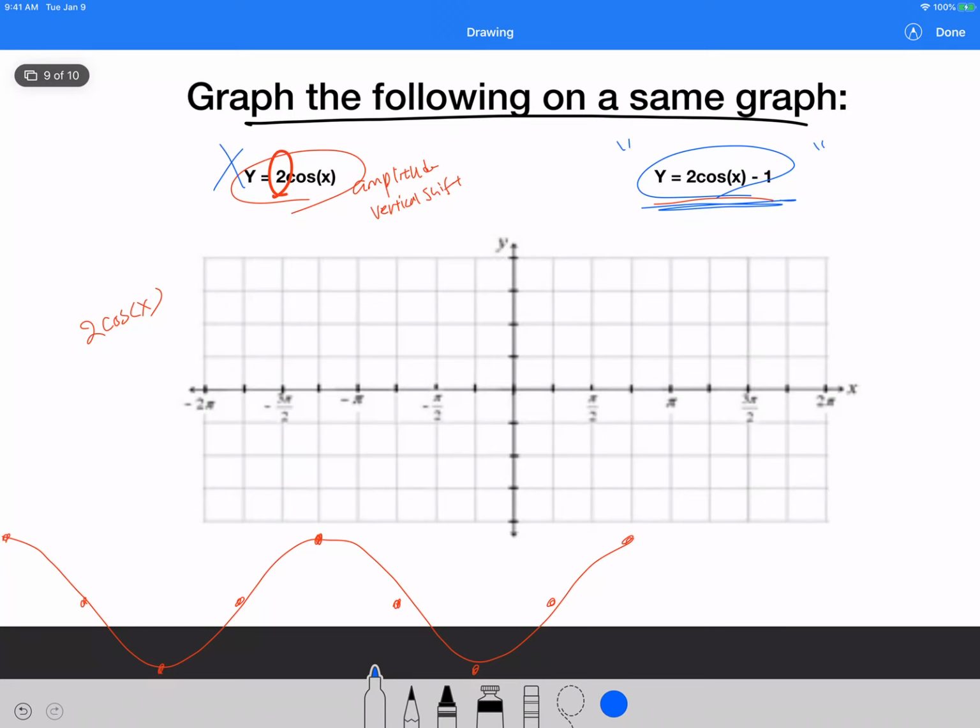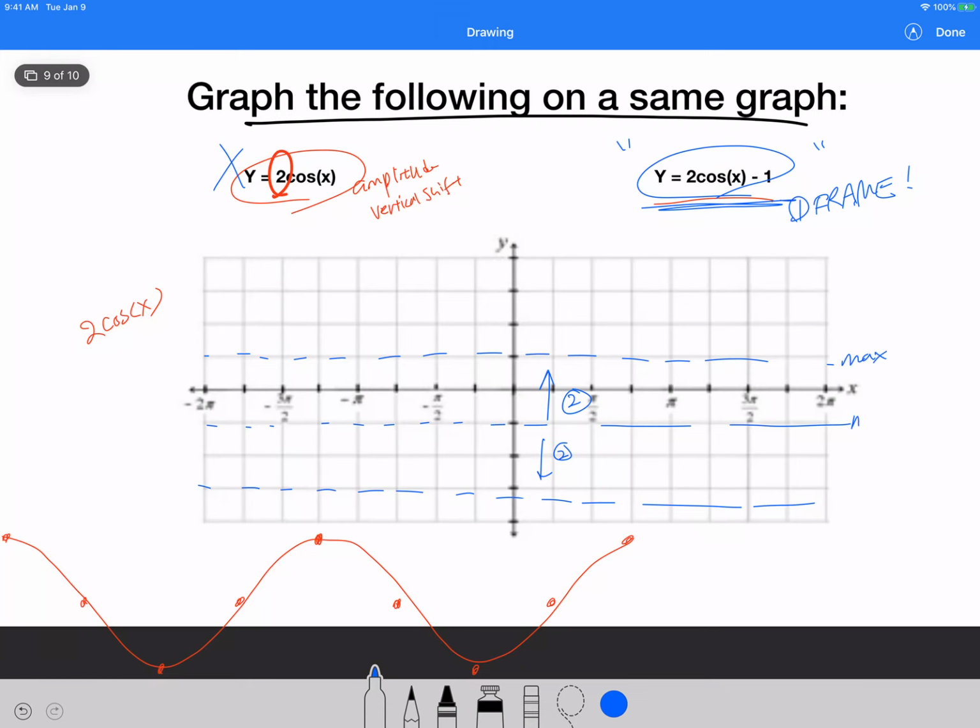So when you're graphing this, what's my first step? Set up your framework. Okay, please set up your frame. My middle line is at -1. My max is at +1 because notice my amplitude is now 2. Then I go down to -3. Those are my framework. So this is my max, this is my mid, and this is my min.